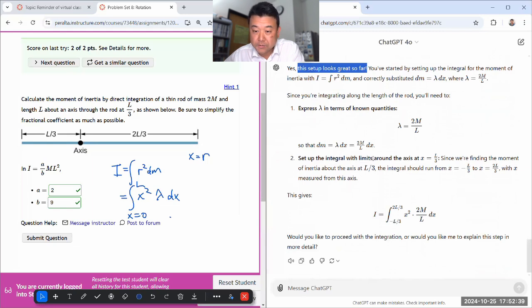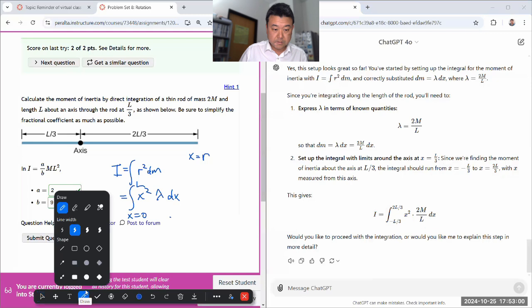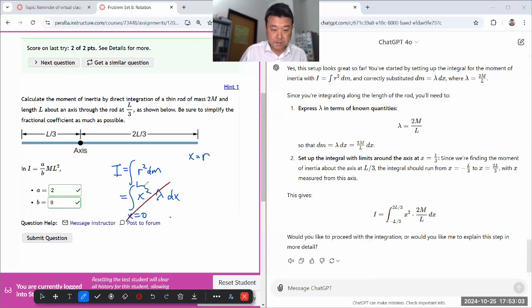And set up the integral with the limits around the axis at x equals L over 3. Yeah, since we are finding the momentum all around this. Okay, so that actually would work fine too. So yeah, if you did it this way, great, that'll work. Yeah, so you realize, okay, I gotta correct that. So I'll say, right, not this, but instead, x will now run from L over 3 to 2L over 3. And we have x squared times 2m over L lambda dx.